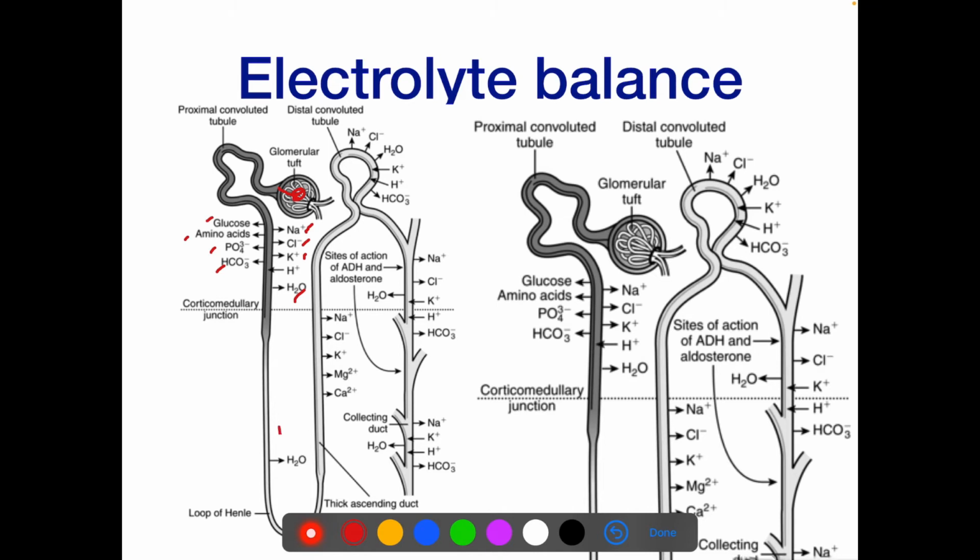Then in the descending limb of the loop of Henle, water is reabsorbed. In the thick ascending limb, substances like calcium, magnesium, potassium, chloride, sodium all are reabsorbed. And in the distal convoluted tubule, sodium, chloride, water, potassium, and some amount of bicarbonate are reabsorbed. Then in the collecting duct also there is reabsorption of various electrolytes. So this one is an enlarged picture, that's all. And you can see whatever things are reabsorbed.